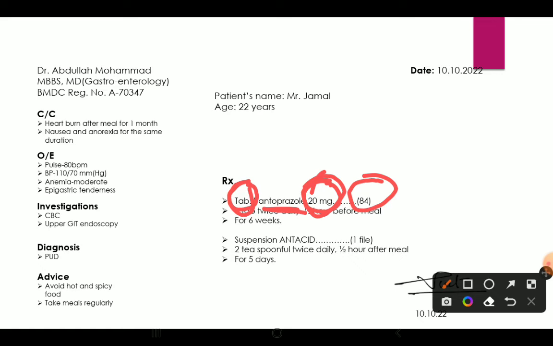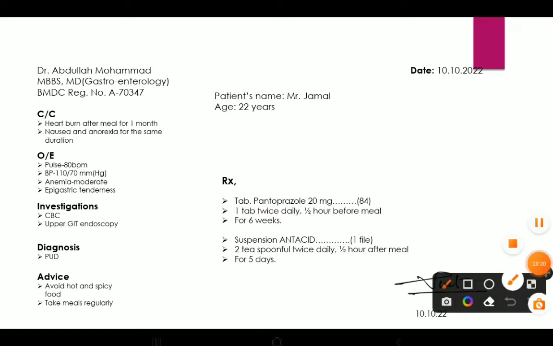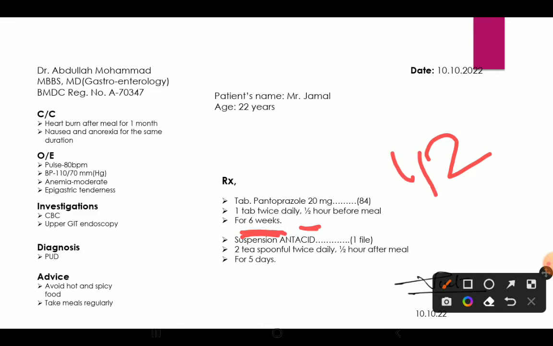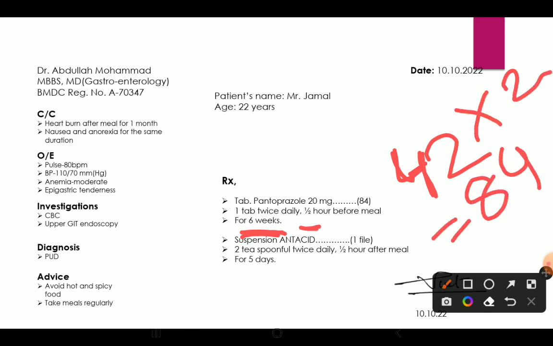As we have mentioned, the patient will take this drug for 6 weeks, twice daily. So 6 weeks means 1.5 months, that means 42 days. 42 into 2 means 84. The patient has to take a total of 84 tablets, so you are writing 84 here. And then you have mentioned the frequency of administration, and also the duration of the treatment.